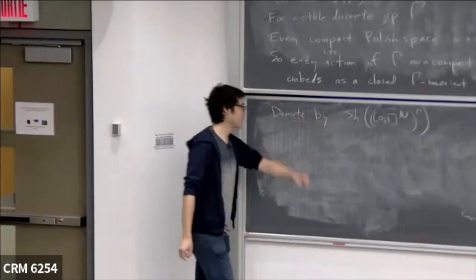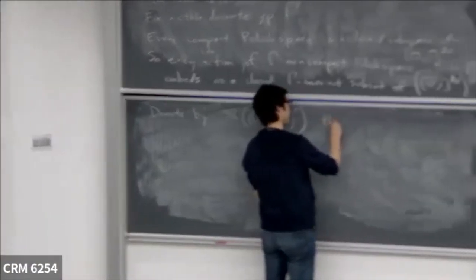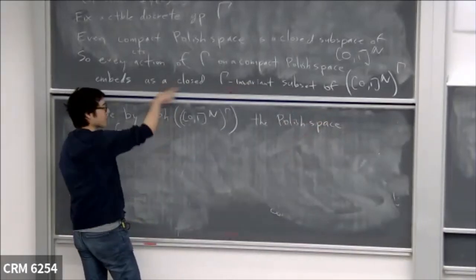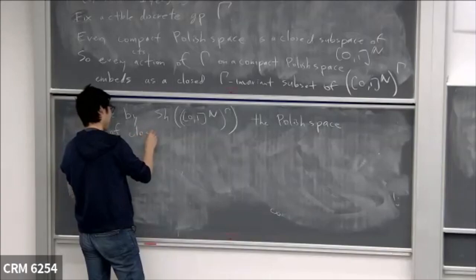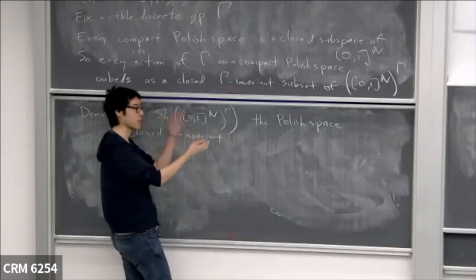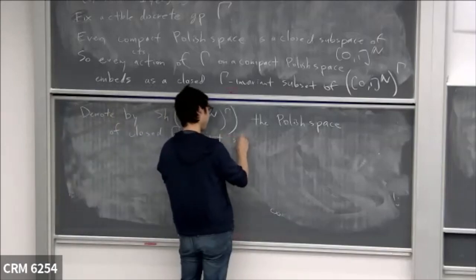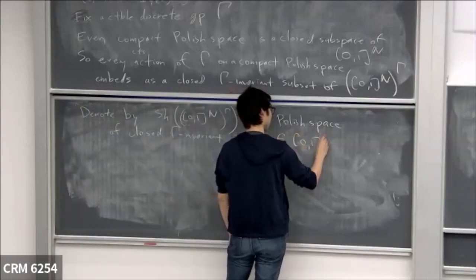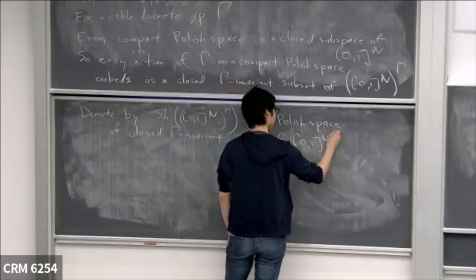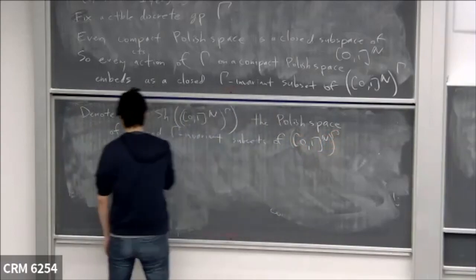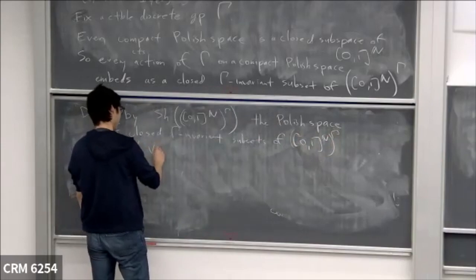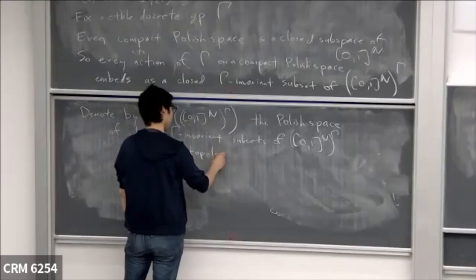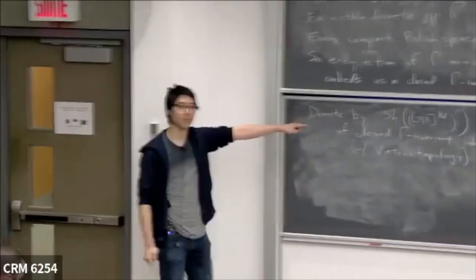Okay, so denote by this the Polish space of these things, closed gamma invariant subsets. So it's because they're subshifts. That's what the SH is. Subsets of 0, 1 to the n to the gamma, and then this is with the Vietoris topology, like the restriction of it to this subspace. It's symmetric, it's just Hausdorff distance.